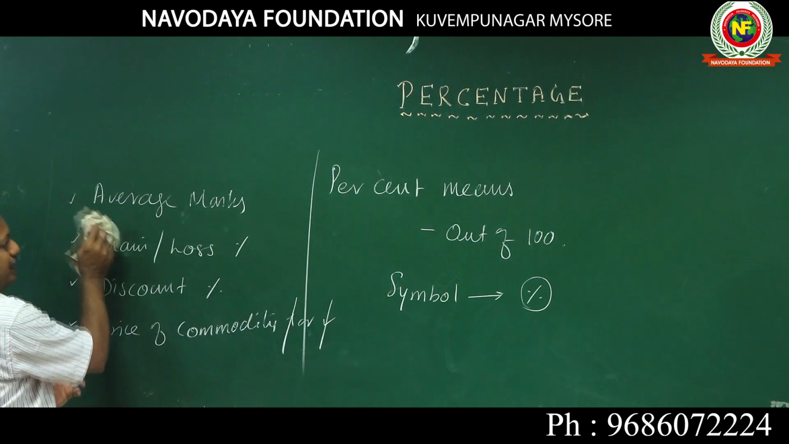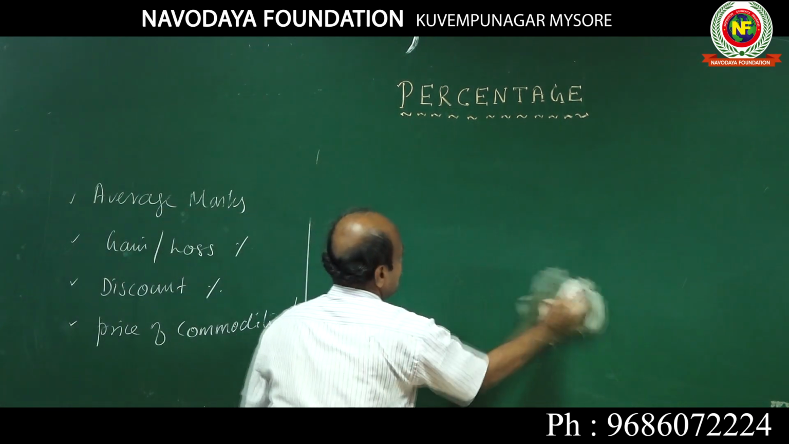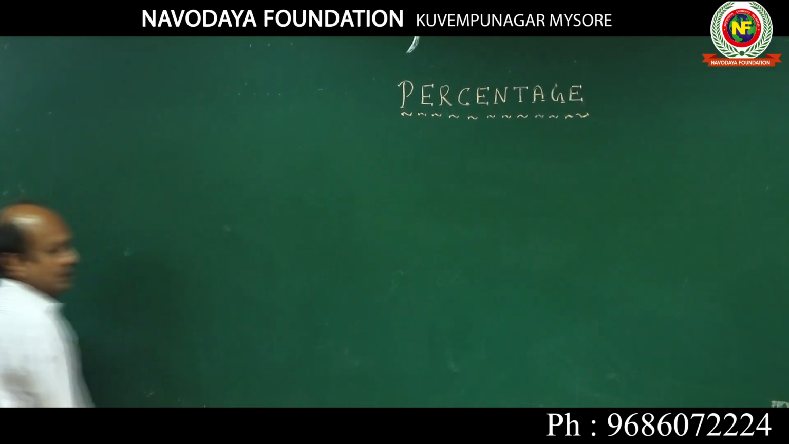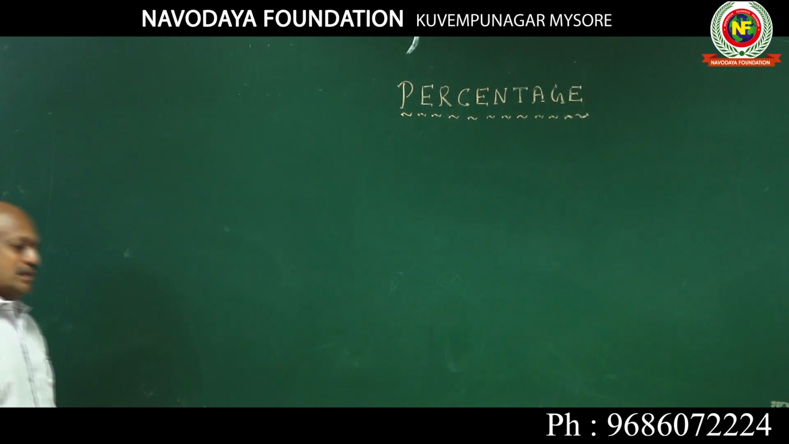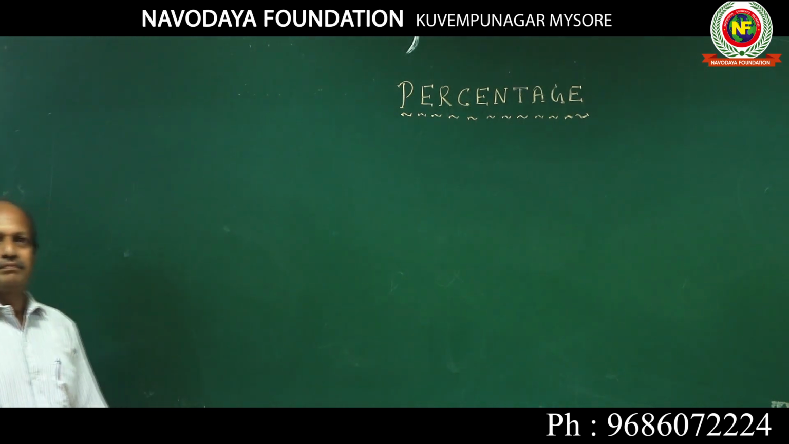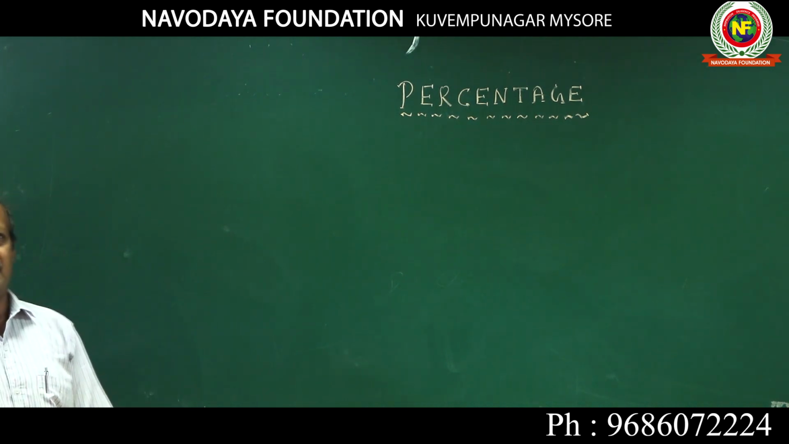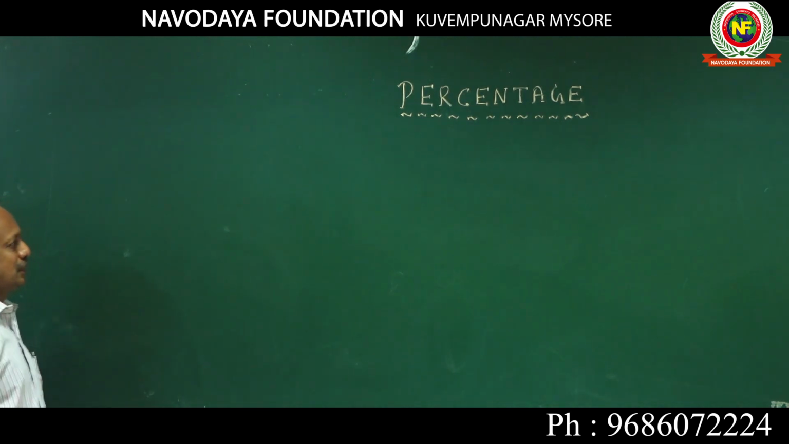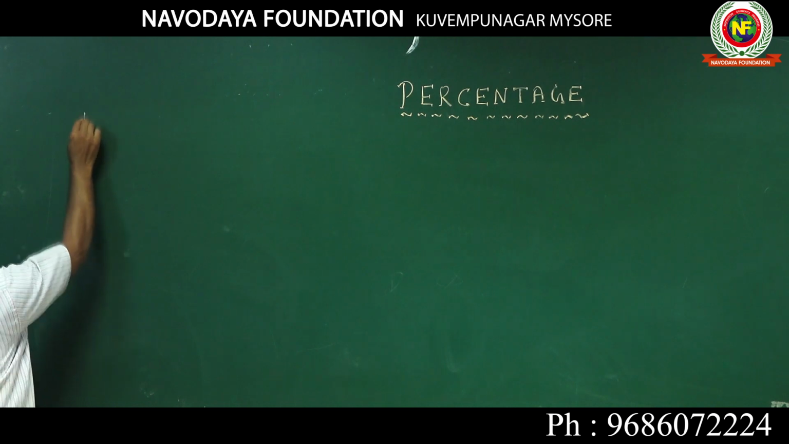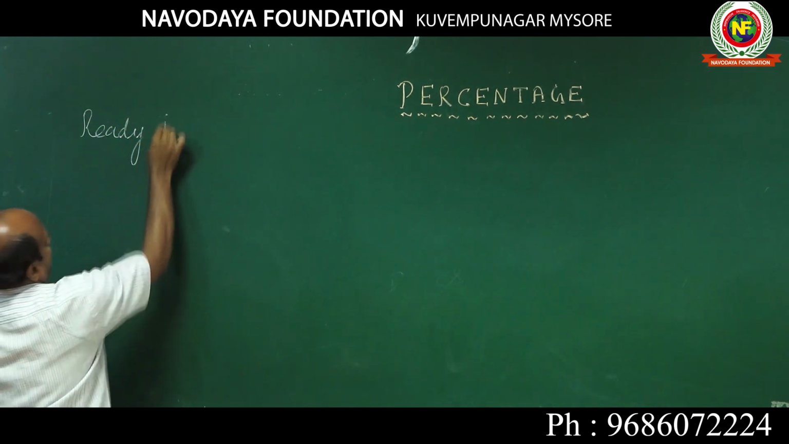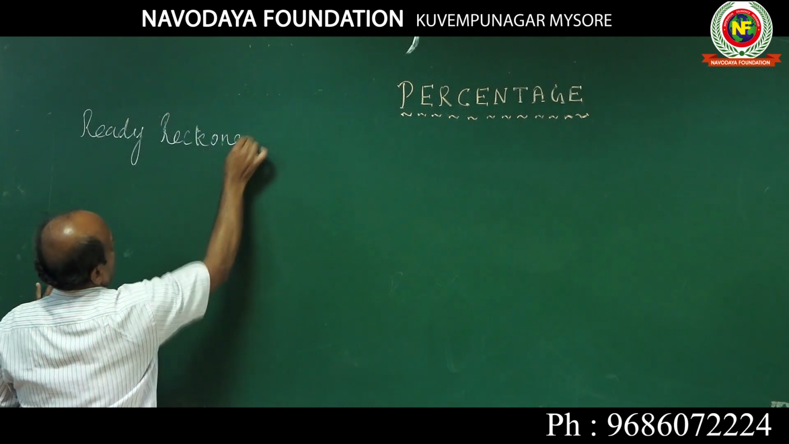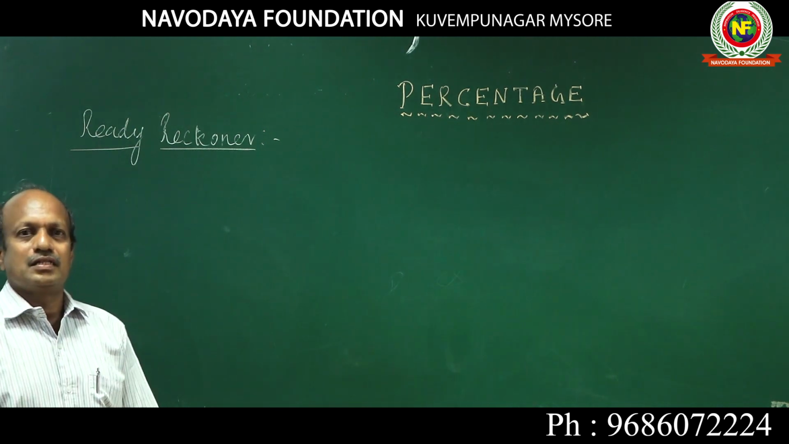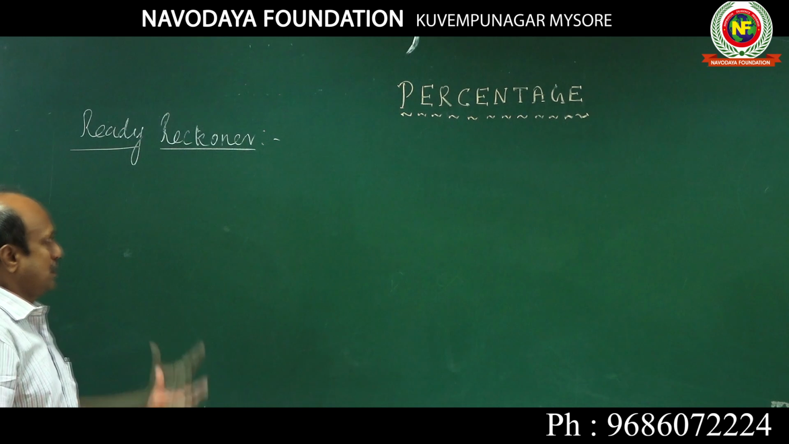There are some ready reckoners in percentage. Let us see the ready reckoner. With the help of this, you can easily solve the problem. For example, in partnership, we calculate in terms of percentage. According to what percentage of investment, proportionately the profit also will be shared. If you are thorough with this ready reckoner, you can solve the problems a bit faster compared to others.